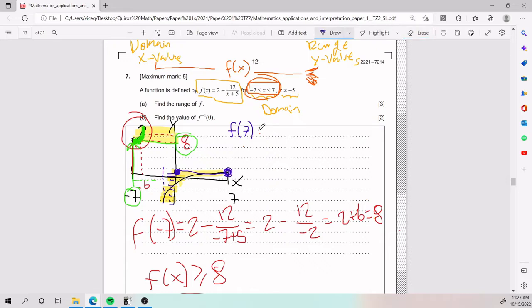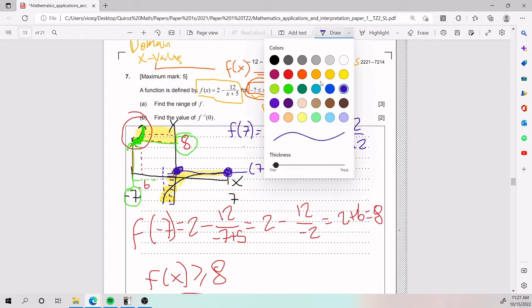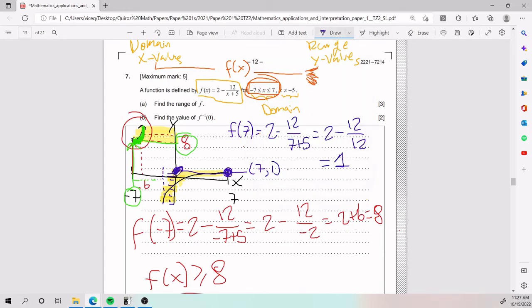So f of 7 is 2 minus 12 divided by 7 plus 5. 2 minus 12 divided by 12, 1. So this point here is (7, 1), right? Which means that this point here is also 1. And so essentially, all of these values that I have in yellow, that I will now draw again in purple, let's say, right? All of these have a y value of 1 or less.